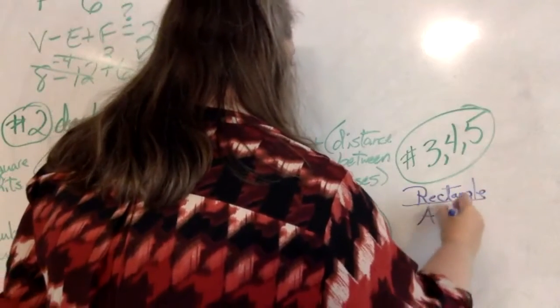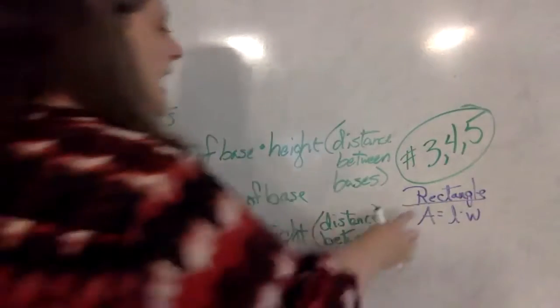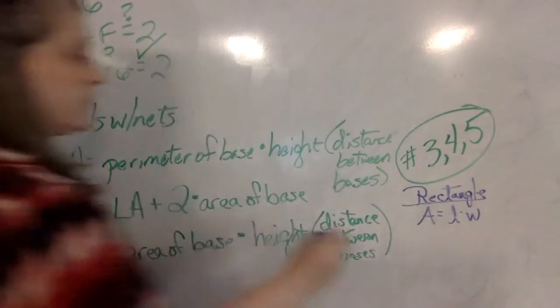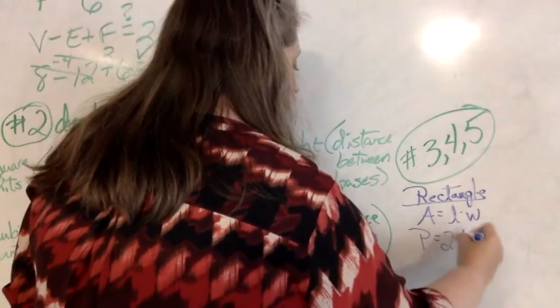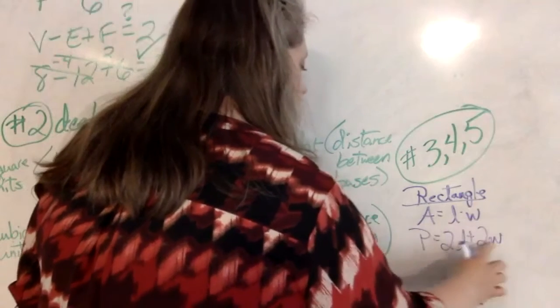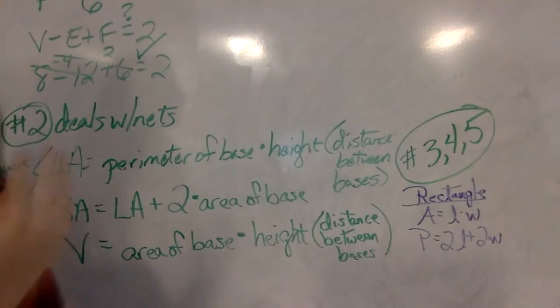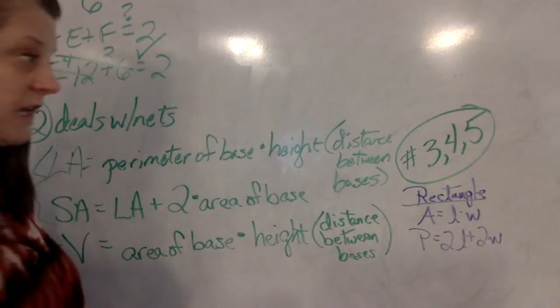Area is the length times the width if it's a rectangle. And then remember for lateral area, we needed perimeter. So to find the perimeter of a rectangle, it's 2 times the length plus 2 times the width. So those are the formulas you need if it's a rectangular prism.